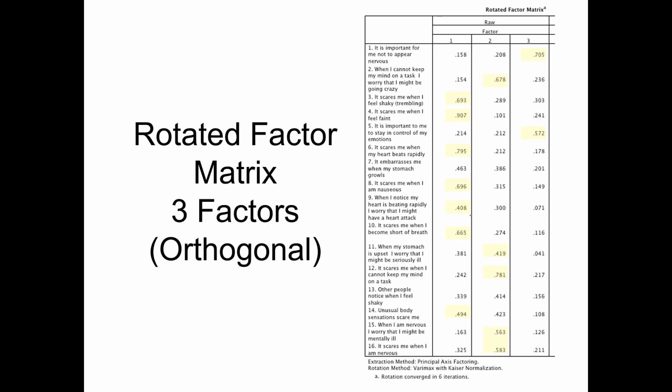Here's the example from the ASI. I took 3 factors, and maybe you can help me name these. I put them in yellow when the loading is above 0.4.